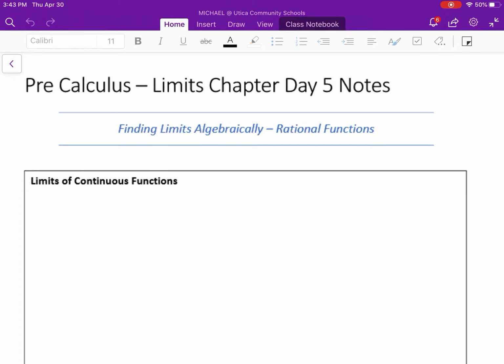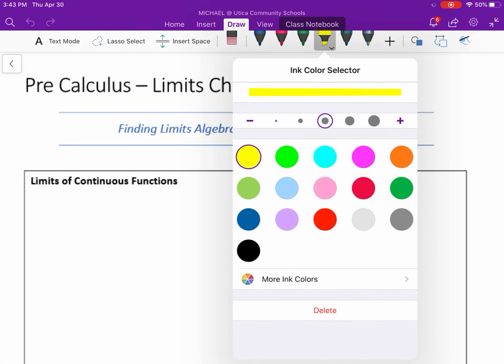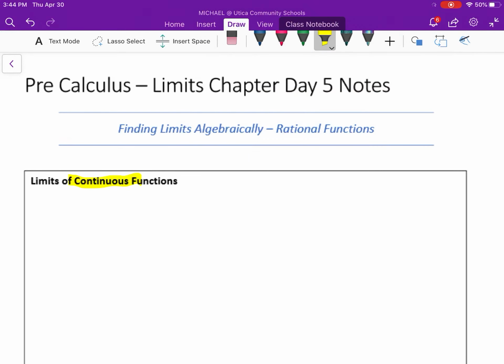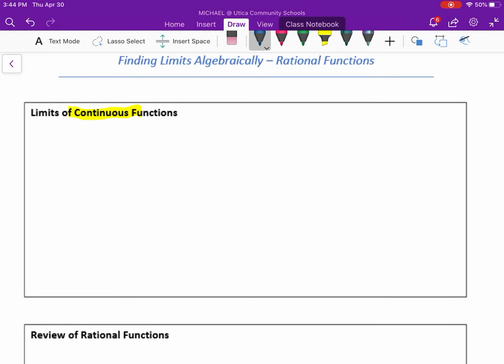Today's lesson is on finding limits algebraically of continuous functions and rational functions. So first thing we're going to look at is what is the definition of a continuous function, and we're not going to get into the explicit definition of a continuous function. We're just going to basically say that a continuous function is a function that you can draw without picking up your pencil. So for example, we might have the function f of x equals x cubed, and in that case you would draw the function without being able to pick up your pencil.